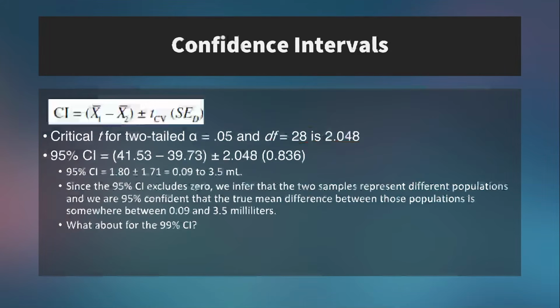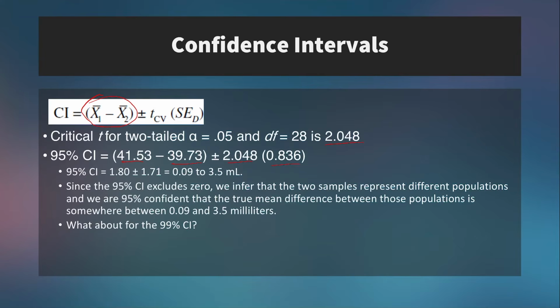So in this case, how would we calculate a confidence interval? Well, we need a confidence interval around the change in x, or the difference in x, rather. So the critical t for a two-tailed test at 0.05 with 28 degrees of freedom, as we looked at before, is 2.048. So we calculate the difference in means, that would be 41.53 minus 39.73, and then we add and subtract the critical t-value multiplied by the standard error of the difference.